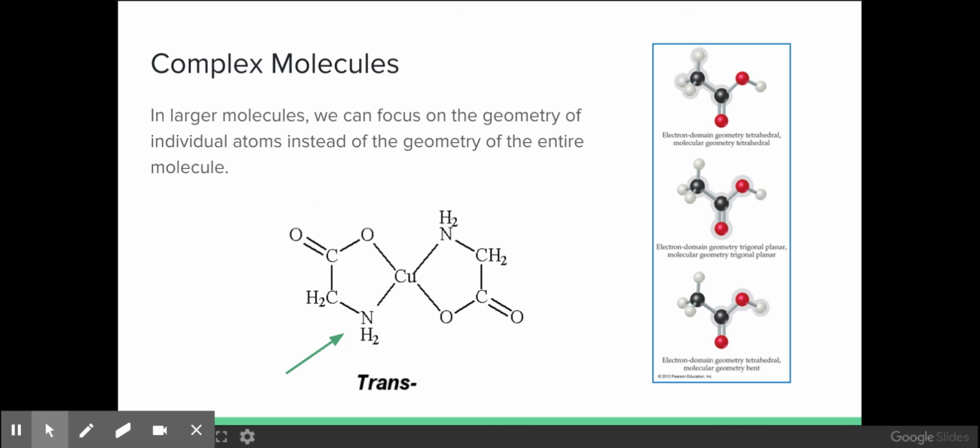You should be able to also predict the overall bond angle of an isolated atom within a complex molecule. Moving forward, we're going to use the shape of molecules to make predictions about the polarity of the entire 3-dimensional molecule.